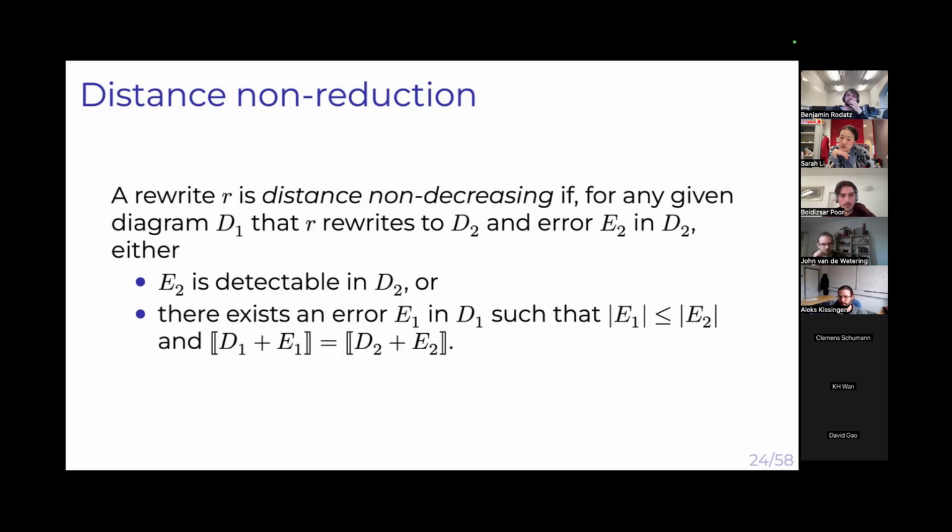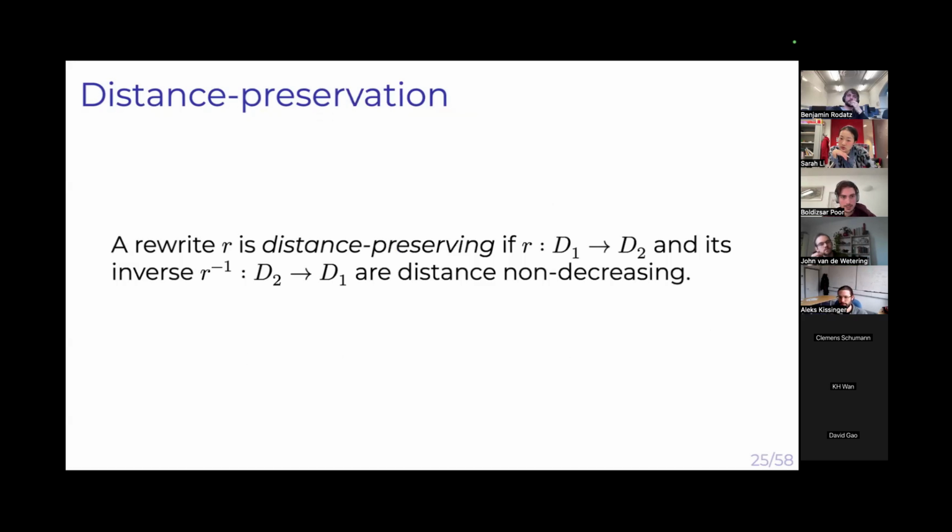Good. Okay, and then distance preservation is a rewrite that is distance non-decreasing, and its inverse is also distance non-decreasing. So the rewrite and its inverse are both distance non-decreasing. So distance non-decreasing goes both ways.